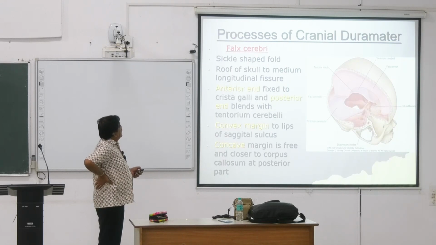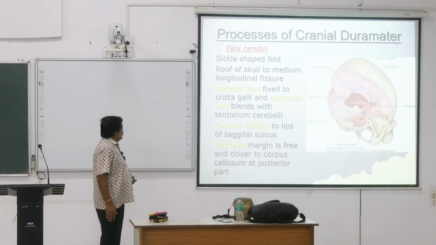The processes of the cranial dura mater. First, falx cerebri, the sickle-shaped fold that dips into the median longitudinal fissure. Now, anterior end is fixed to crista galli and posterior end blends with the tentorium cerebelli. Convex margin attached to the lips of the sagittal sulcus and concave margin is free and closer to corpus callosum at posterior part.